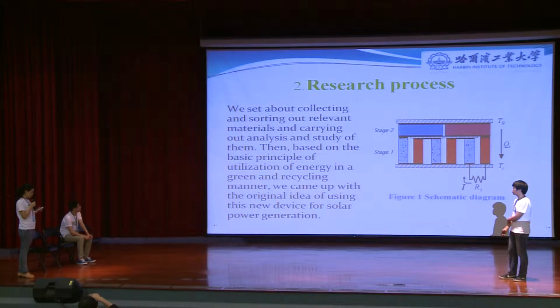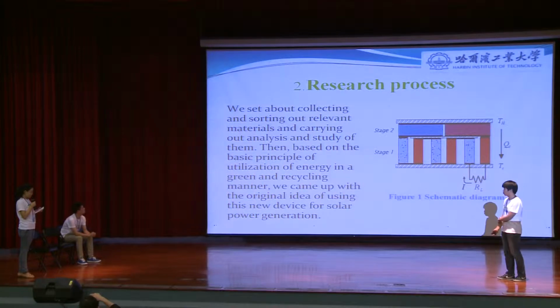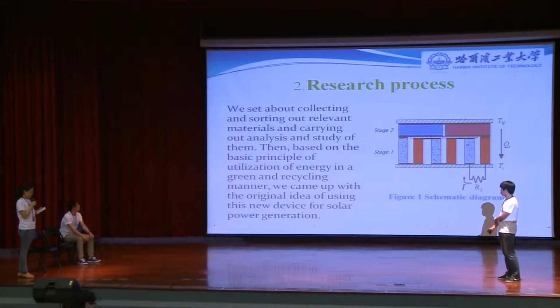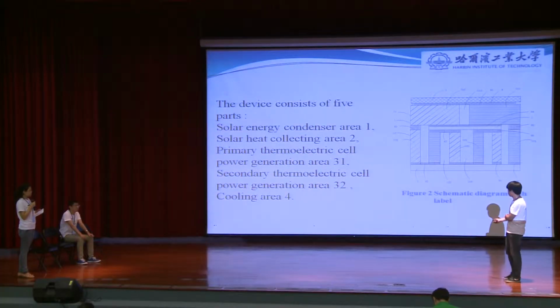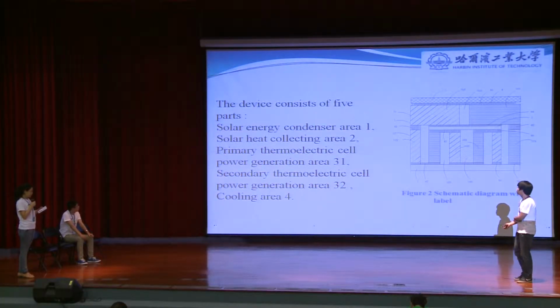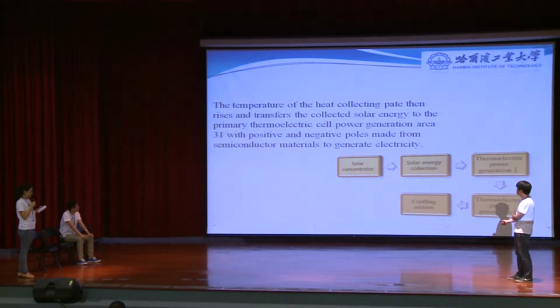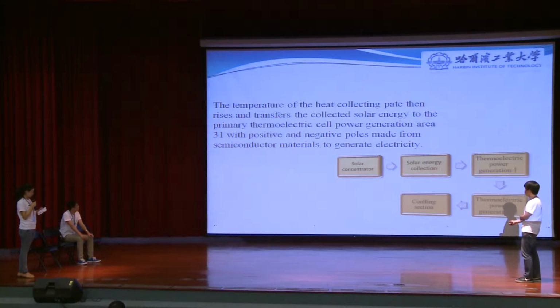According to our research, most thermoelectric generators are flat plate type, but our device employs a cavity-type design. This design will effectively improve the solar energy absorption rate, and its compact structure makes it easy to place and transfer. The core device includes 5 parts, as you can see in the picture. And then we will see the flow chart of the operating principle for our device.